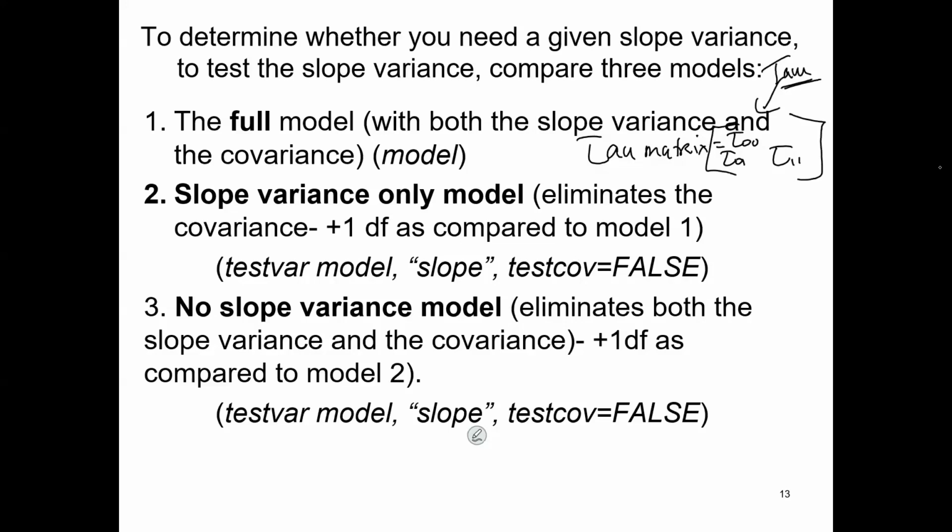Okay? Slope variance only model, what I'm saying is, and remember I told you, be really careful about these models. Don't default to this, okay? But in the slope variance only model, I'm constraining this covariance to be equal to 0, right?